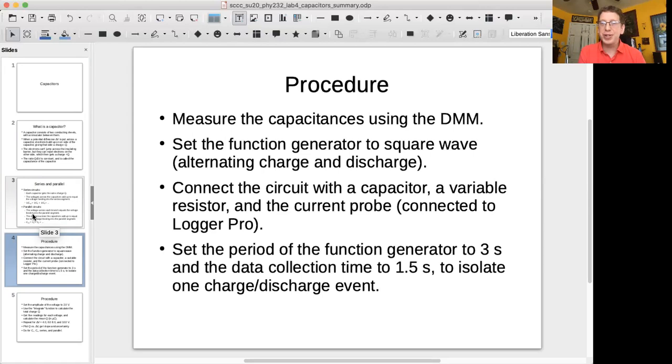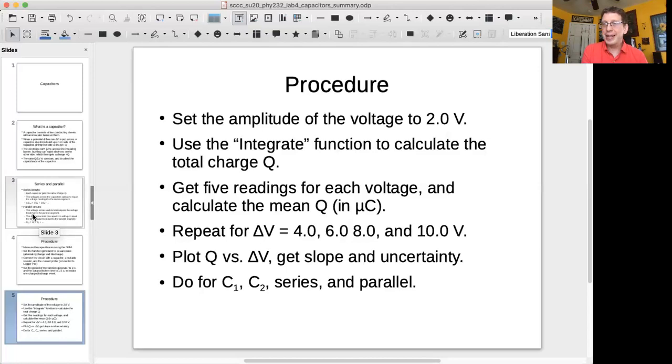And so you connect the circuit. You're going to set the period of the function generator to 3 seconds, and then the data collection time to 1.5 seconds. So you get either a charging event or a discharging event. And so you set the amplitude of the voltage to 2.0 volts. When you get a clean reading, and what you'll see is that not all the readings are clean ones, so you have to be patient.